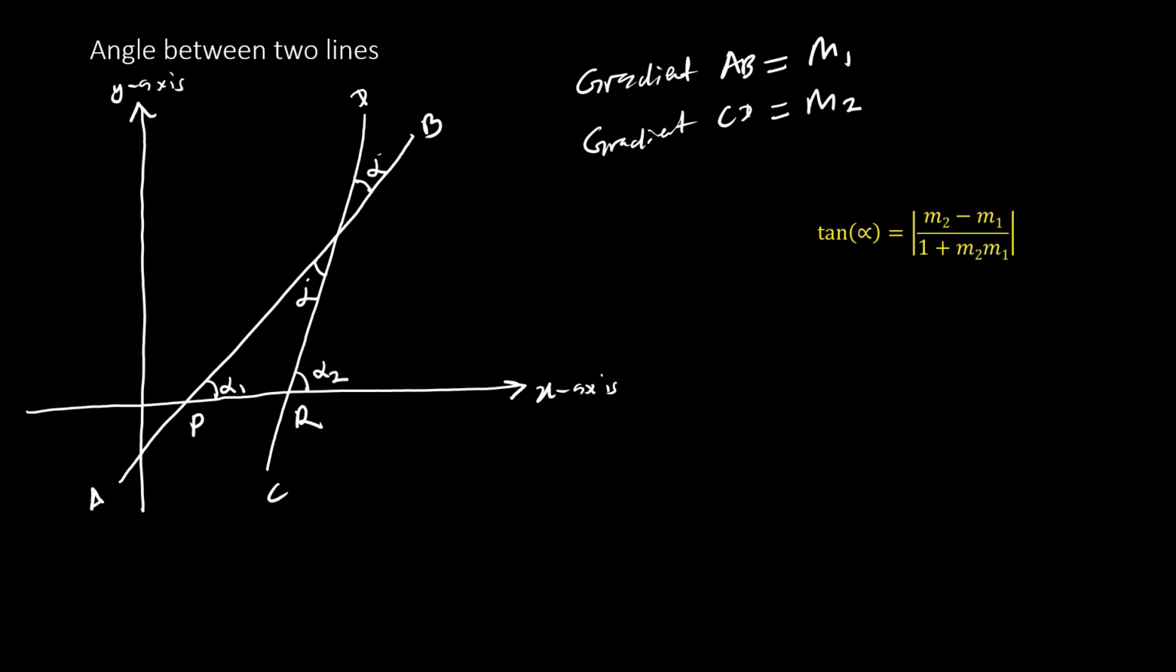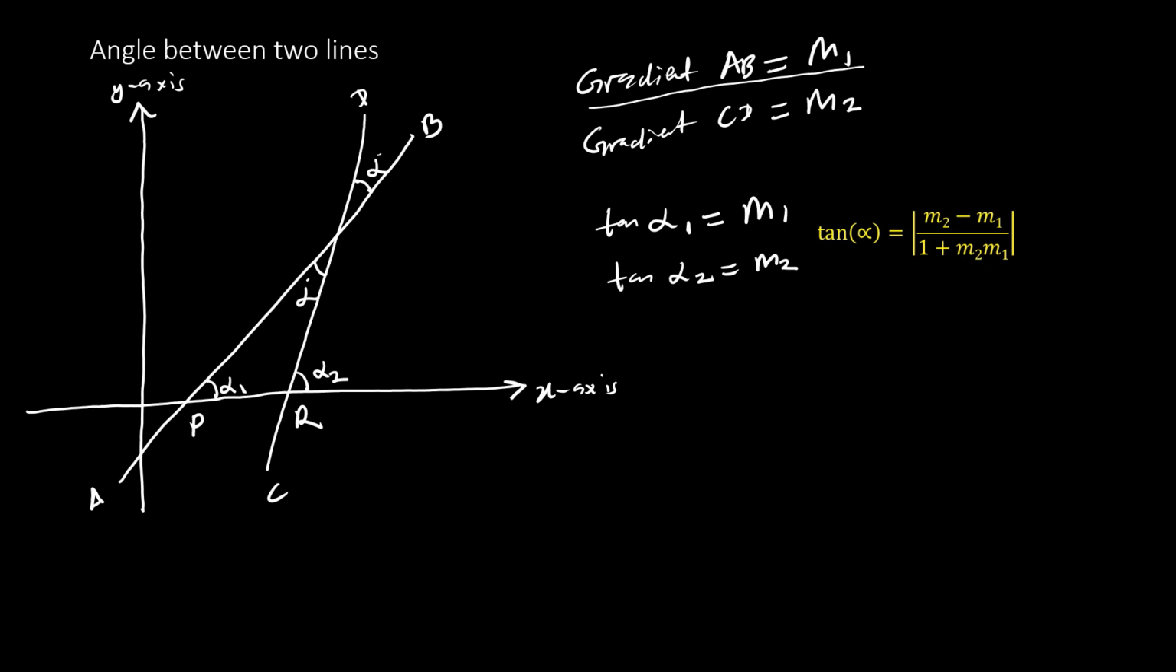Line AB makes an angle of alpha 1 with the positive x-axis, so we can get the slope of line AB by considering the formula for looking for gradient, which is tan alpha. Here we have alpha 1, which makes an angle with the positive x-axis. So tan alpha 1 equals m1, since we are assuming that the gradient of line AB equals m1. And also line CD makes an angle of alpha 2 with the positive x-axis, so we can say that tan alpha 2 equals m2.